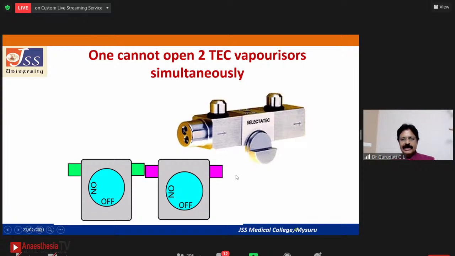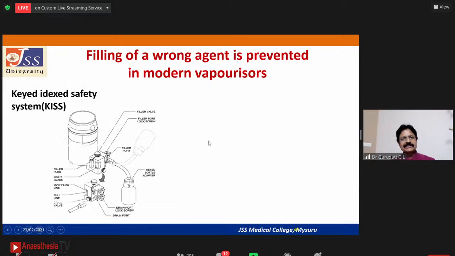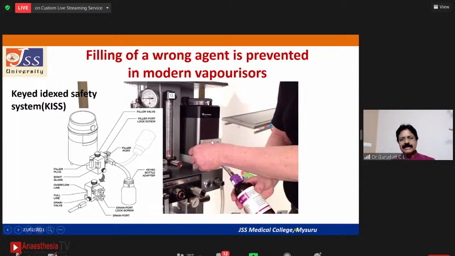One more safety feature is the filling of these vaporizers. You have the keyed index safety system. This also can be asked: what is the safety feature adopted in filling modern vaporizers? A particular vaporizer can be filled only with its particular agent. You cannot fill a wrong agent into the vaporizer of a different agent. This is what is called the keyed index safety system. This is also one of the safety features adopted in modern workstations.